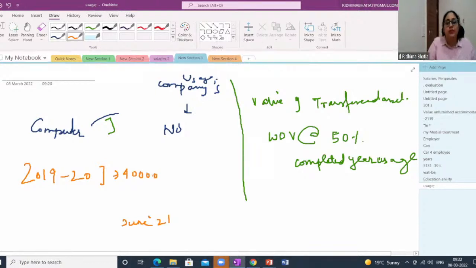So now what is the perquisite value to be taxable in your hand if I have transferred this computer in your name? 40,000 is the cost. Written down value you have to compute for each completed year. 2019-20 is 1 completed year and 2020-21 is 1 completed year, right? 2 completed years, so 40,000 at 50%, and for 2021 compute the written down value at 50% again, please.